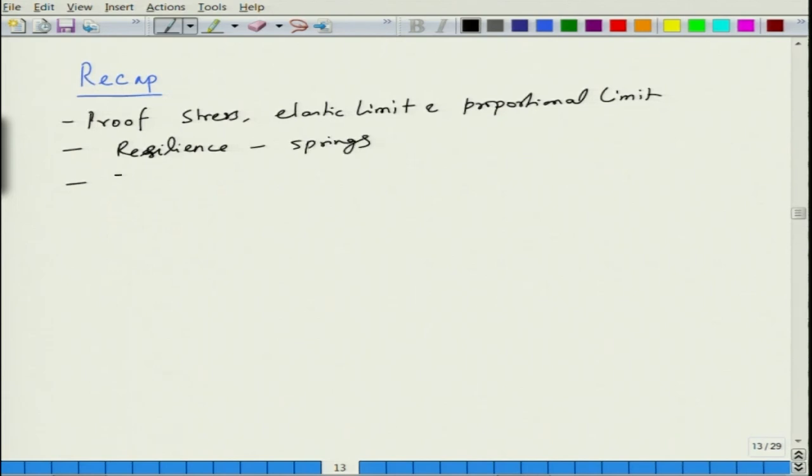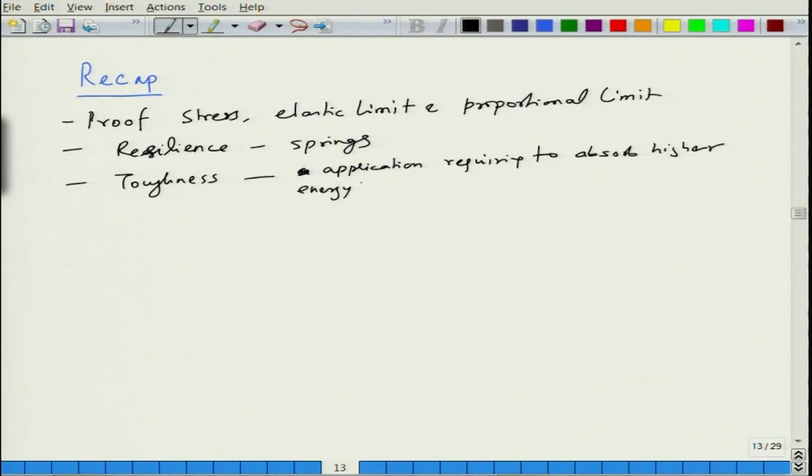Then we looked at what is toughness also. Toughness is good for applications requiring the material to absorb high energy before fracture. So basically the fracture strain generally is very large, and as a result the area under the stress strain curve is very large. Then we also looked at what is ductility.